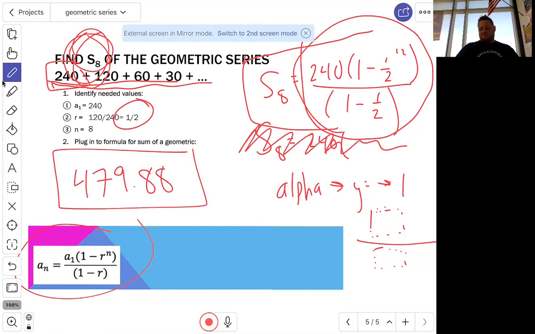Well, that's it. I mean, it's not too bad. You're just using this formula, plugging stuff in. Yeah, the math got a little disgusting there, but that's what we have our calculator for, and that's all there is to it. So that was how to find sums of a geometric series. I think this is the last content of the sequences and series unit.